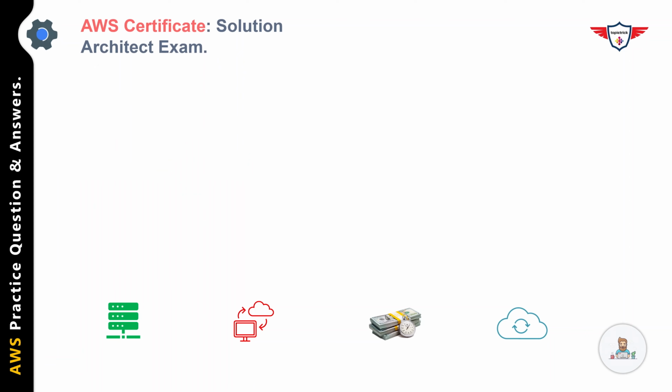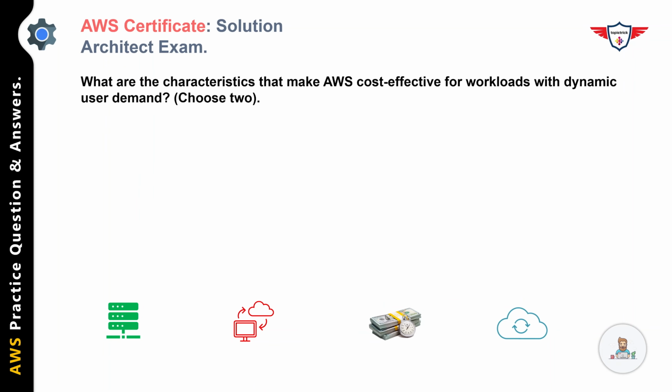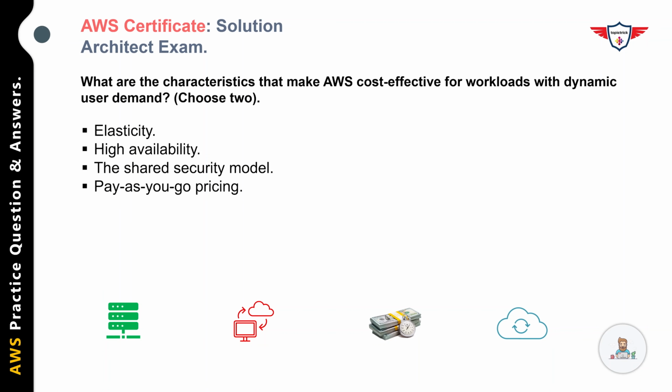What are the characteristics that make AWS cost-effective for workloads with dynamic user demands? The options are elasticity, high availability, the shared security model, pay-as-you-go pricing, and the last one is reliability. The correct answer is elasticity and pay-as-you-go pricing.